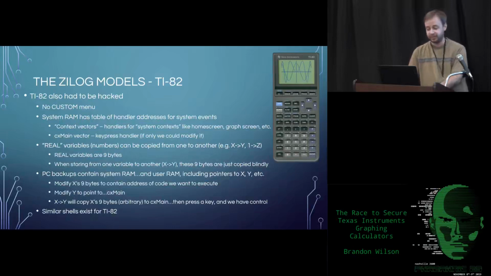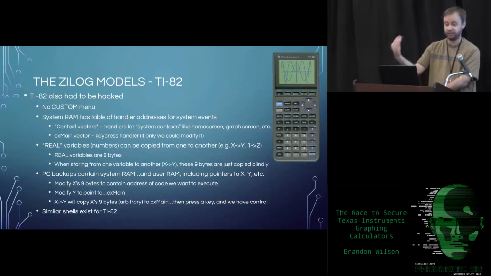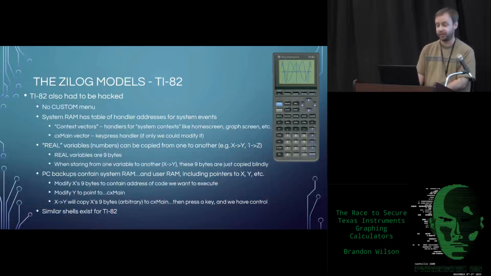And that's done by another piece of functionality that is storing values to variables like real variables, mathematically real variables, complex variables. Those are stored in RAM as 9 bytes, and when you copy from one variable to another, those 9 bytes are just copied from the source variable to wherever the data for the second variable is. So if we modify one variable like x with the address of code that we embed in that memory backup, and then modify the location of a second real variable like y to point to CX main instead of the actual data for that variable, then we can override CX main by just storing x to y. It just copies 9 bytes from one place to another. Once you do that, CX main's overridden, and the next time you press a key, you've got code running. So that gives us a shell with which to run other programs, just like Z-Shell on the 85.